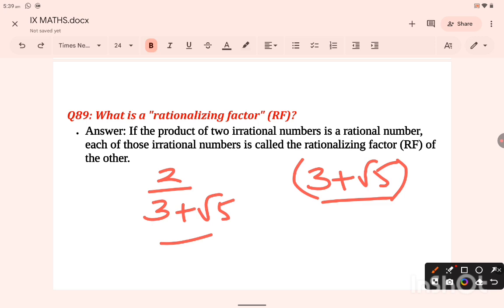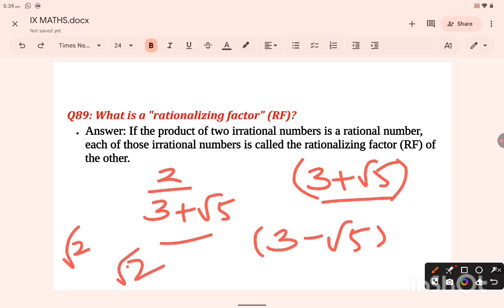So your multiplied number is known as the rationalizing factor. The rationalizing factor of 3 plus root 5 is equal to what? 3 minus root 5. Because 3 plus root 5 into 3 minus root 5 is equal to 9 minus 5, that is equal to 4. 4 is a rational number. So the number we can multiply to get a rational is known as the rationalizing factor of the irrational number. The rationalizing factor of root 2, what is the answer?